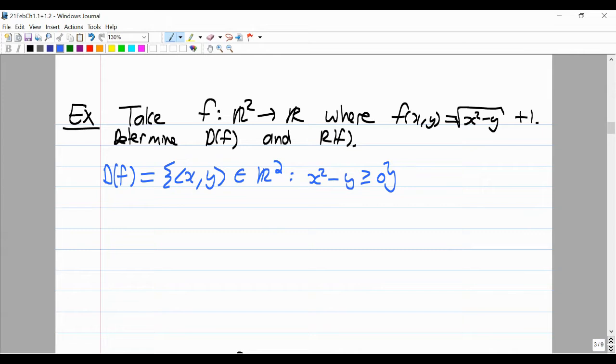So this will be all the 2D vectors. And we can write this a little bit nicer. We can say when x squared is greater or equal to y. Now, for fun, let's draw it.